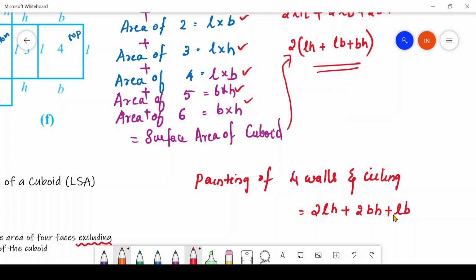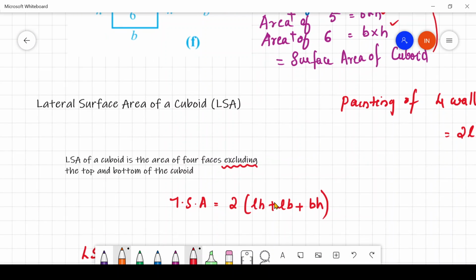Okay, and sometimes it is asked to find out how much paper or something is required to cover the LSA. I mean only the 4 walls or 4 sides of a box, something like that. You have to avoid 2 sides, right? Yeah, all these questions can be asked under this topic.